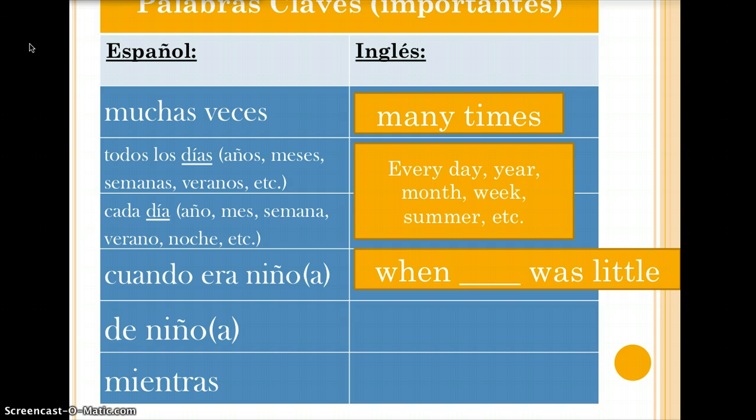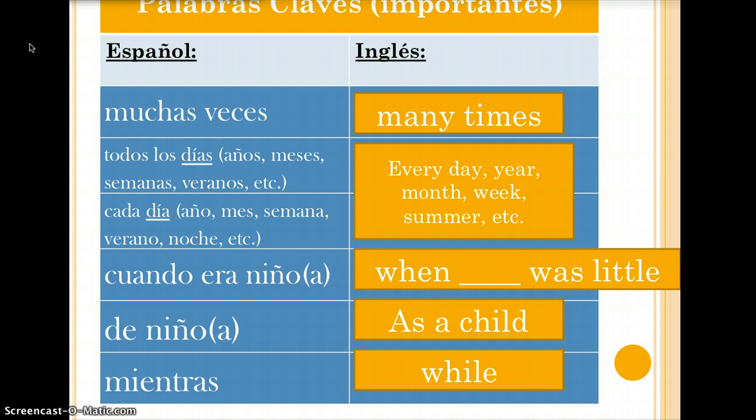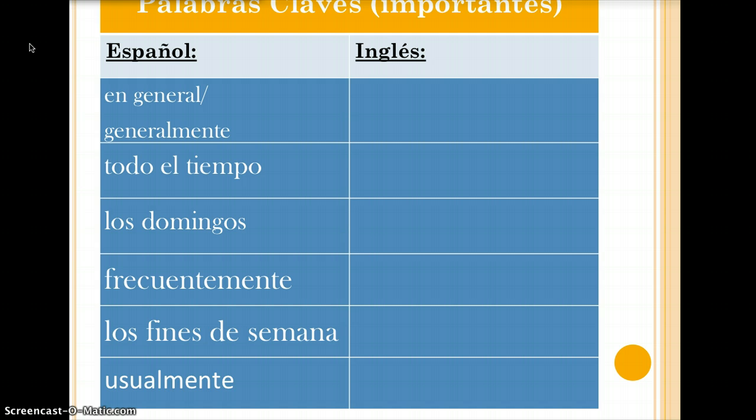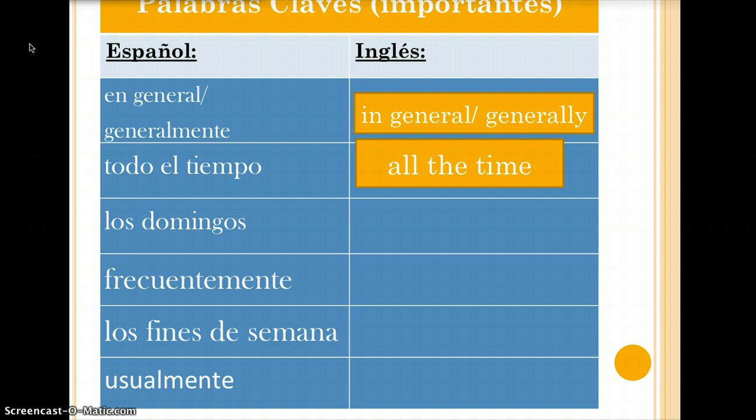Cuando era niño, cuando era niña. When I was little, you will hear me use this phrase often in class. De niño, de niña, as a child. Mientras, while. En general, generalmente. In general or generally. Todo el tiempo, all the time.